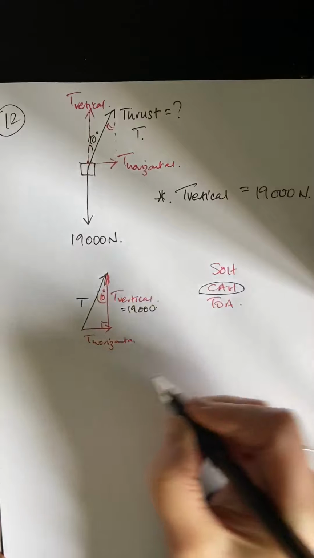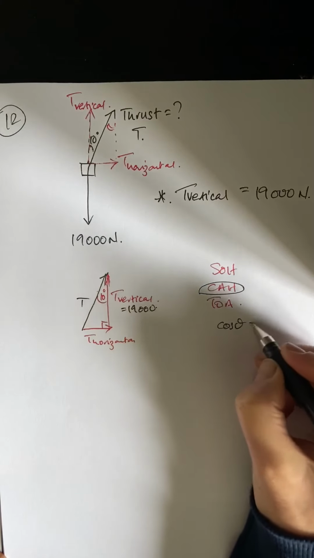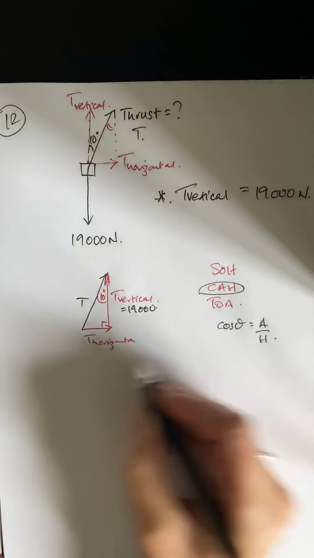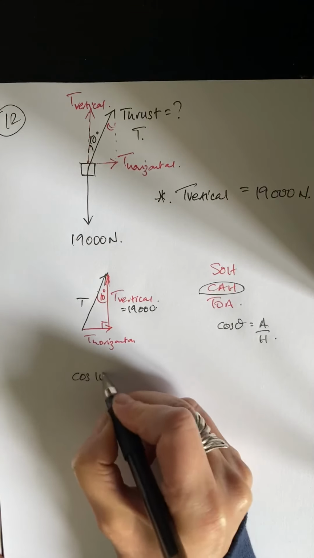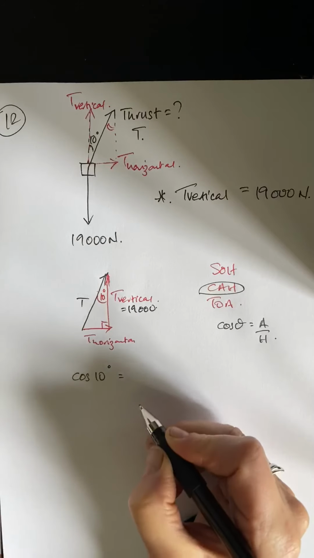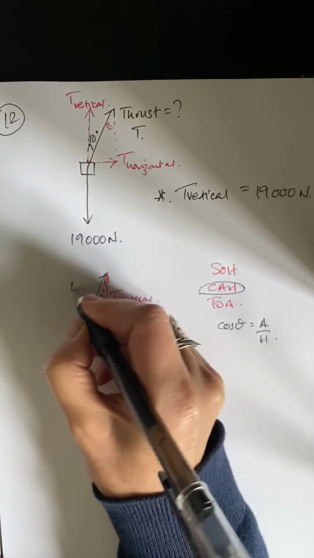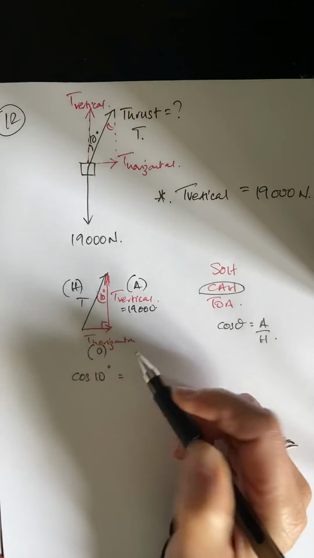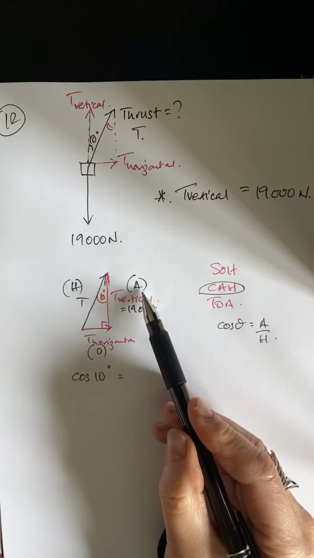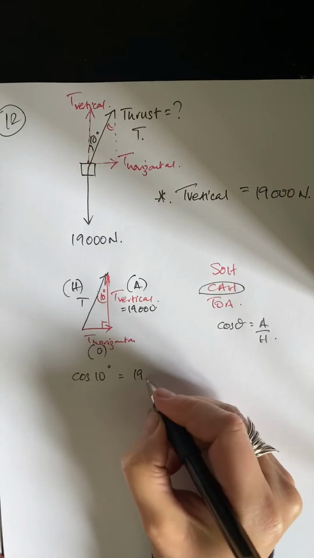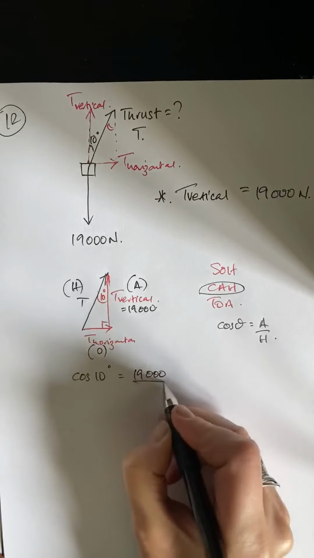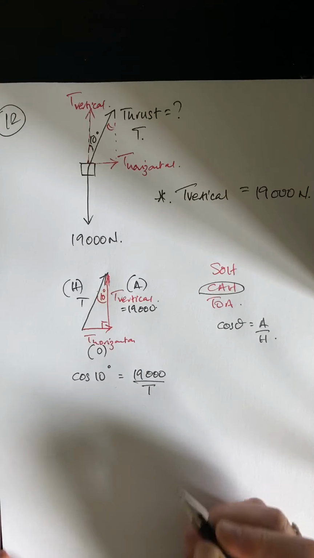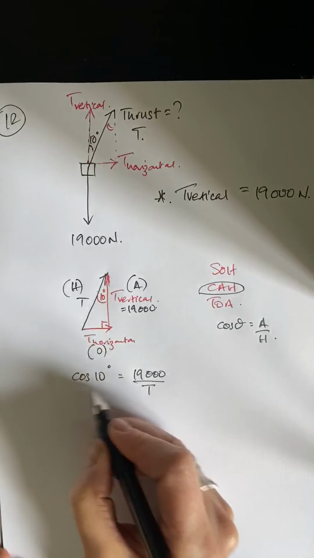Correct. Cos of the angle equals adjacent over hypotenuse. So cos 10 equals the adjacent side over the hypotenuse, which is T that we're trying to find. Let's just put this on here if you weren't sure: adjacent, and that's opposite. So now we've got an equation with only one unknown. We can calculate cos 10.